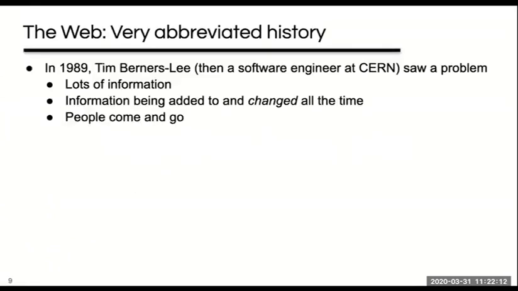All right. So starting with a really abbreviated history of the web. In 1989, Tim Berners-Lee was a software engineer at CERN. He's now a professor at MIT, but back in 1989, he saw a problem at CERN. And CERN you've probably heard of. You're probably at least vaguely aware of the Large Hadron Collider. And so CERN is a giant particle physics lab.